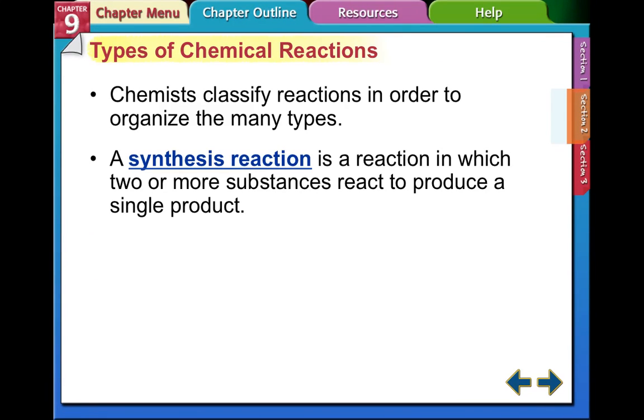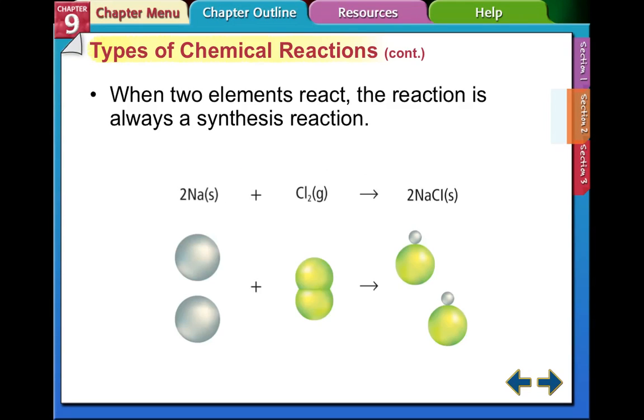All right. Chemists classify reactions in order to organize the many different types of reactions. The first one we're going to talk about is called a synthesis reaction. When I hear the word synthesis, I think of a synthesizer, the instrument that plays music. Well, synthesize means to make. So a synthesis reaction is a reaction in which 2 or more substances react to produce a single product.